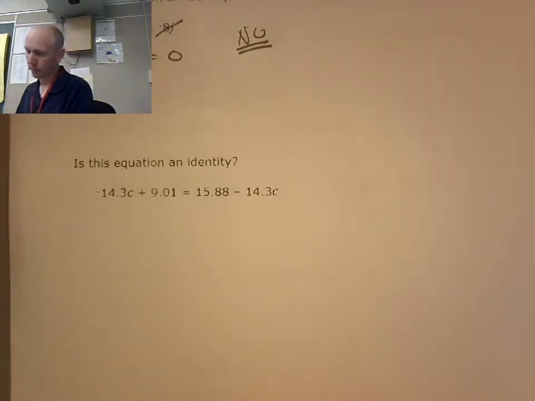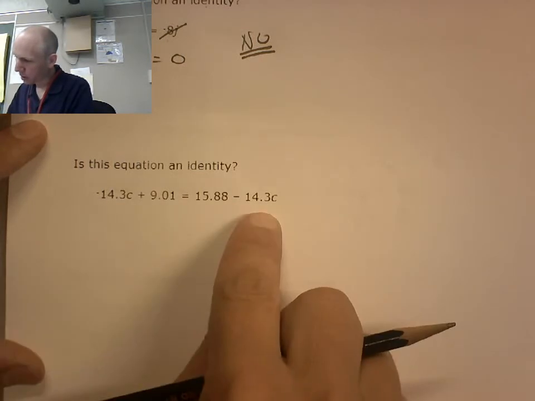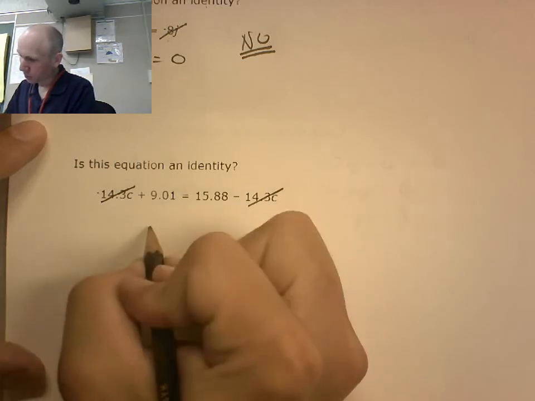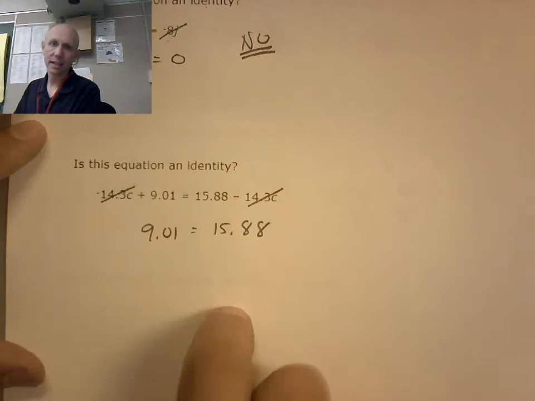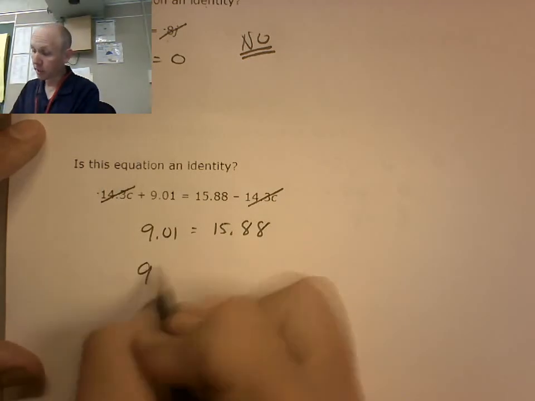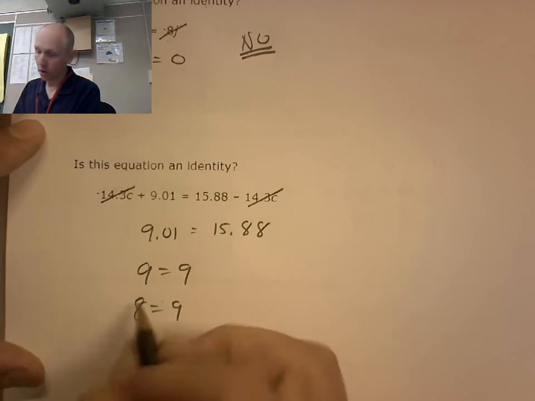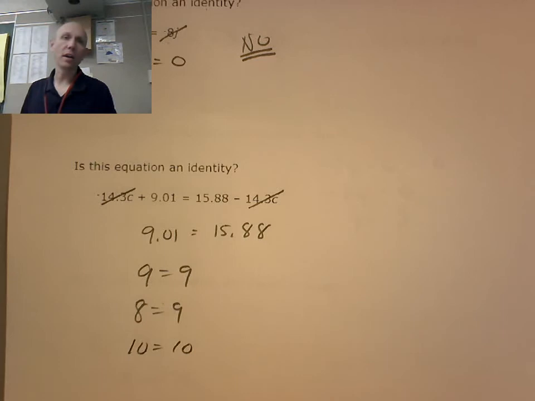Is this one an identity? Negative 14.3c, negative 14.3c, so those are going to cancel out. And I'm left with 9.01 equals 15.88. Is that an identity? No. Is this an identity? Yes. Is this an identity? No. Is this an identity? Yes. Identities are infinite solutions. It's when both sides equal each other. Infinite solutions, identity, same thing.